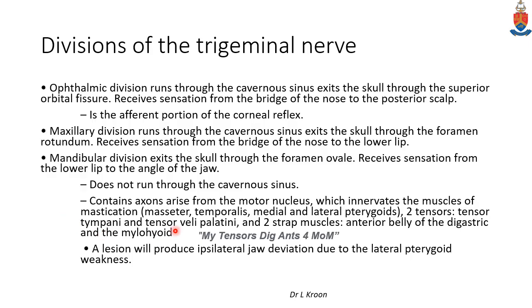So this is a useful mnemonic to remember the motor muscles that are innervated by the trigeminal nerve. It is called "My tensors dig and chew for mum", abbreviated as mylohyoid, tensor veli palatini and the tensor tympani muscles, as well as the anterior digastric muscle, and then also the muscles of mastication, which are the temporalis, the masseters, as well as the pterygoid muscles.